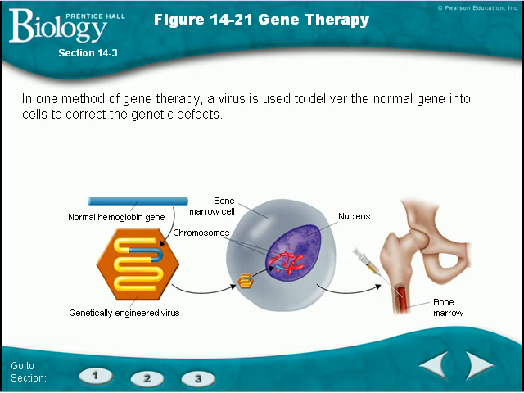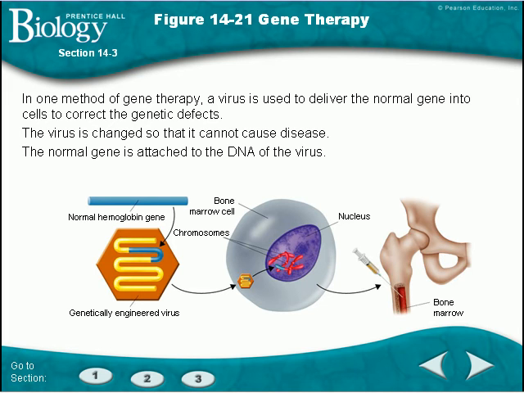Once you have sequenced this, we can start doing things such as gene therapy. Once we know the sequences of healthy alleles, we can try to correct genetic defects. One of the tools they use is a virus. If you remember, a virus can enter a cell very easily, so it becomes an ideal little carrier for a gene. So they take a virus, change it so it can't cause disease, and attach the normal gene to the DNA of the virus.